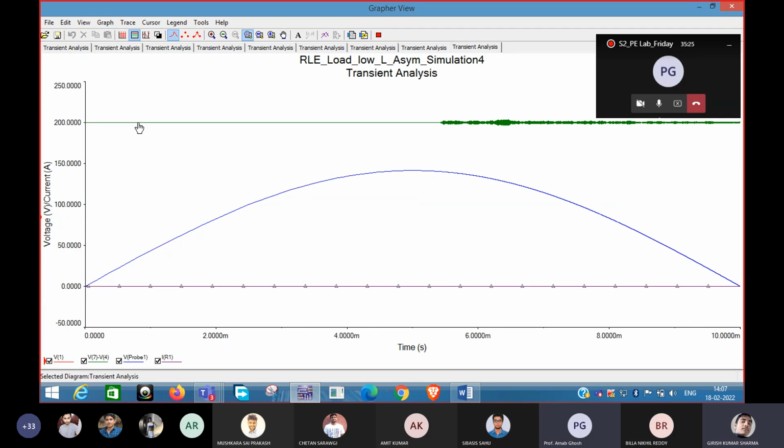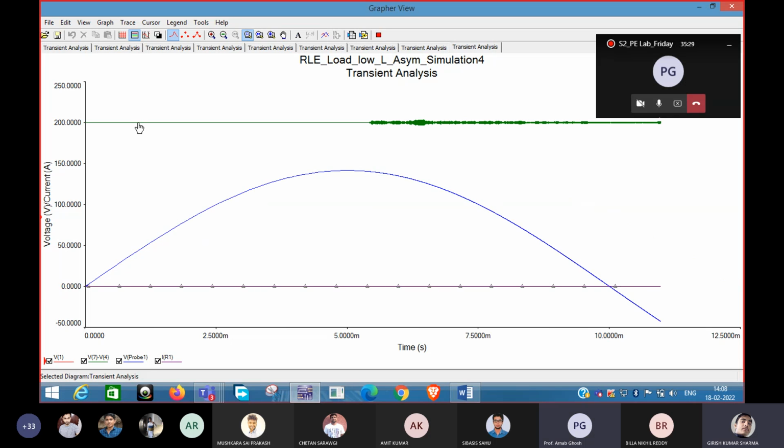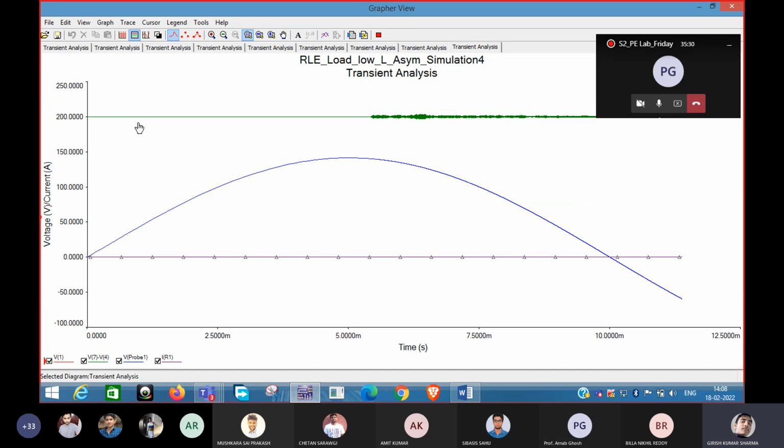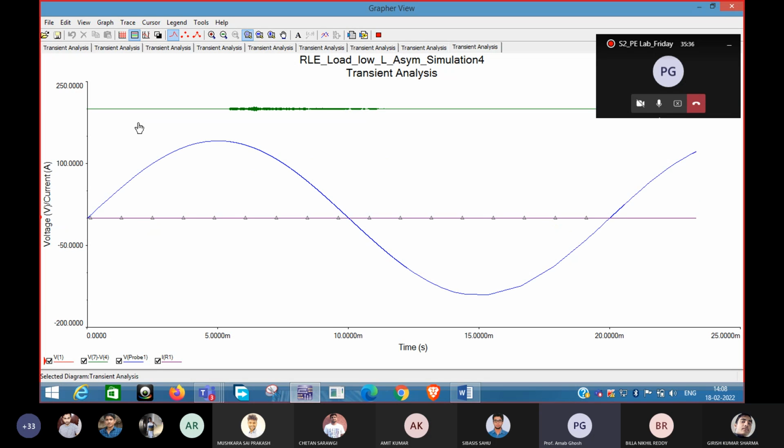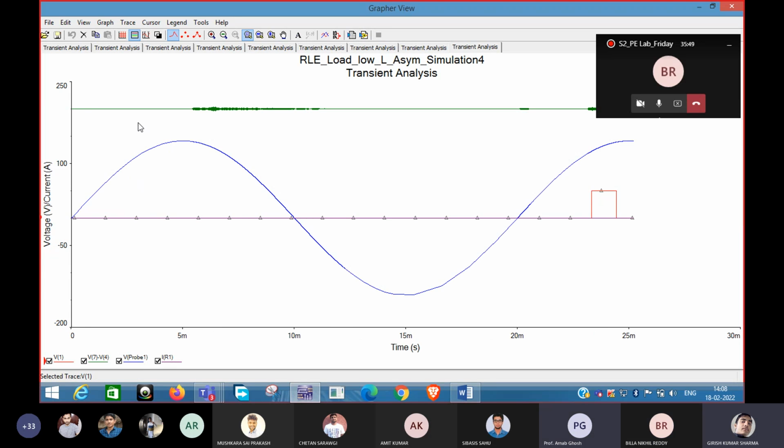Yes, sir. We need to see the output, sir. As alpha is less than 280, definitely it will be. No, my question is that your converter is working or not? The converter will work, but the back EMF will be more than the input voltage. So the input voltage will not affect the output voltage because the back EMF is already set to more than the input voltage. Okay.